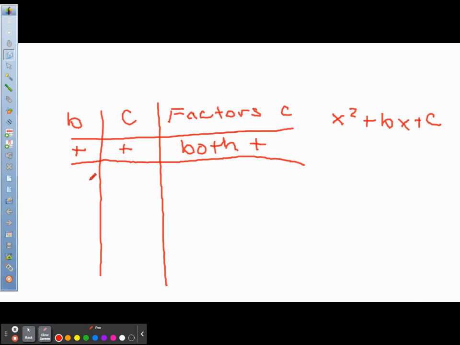Now find a problem where B is positive and C is negative. So where the first sign's positive, but the back one's a negative. What are the signs of our factors? Are they both positive, both negative, or different? They're different signs. If the first one's positive and the back one's a negative, the signs are going to be different.